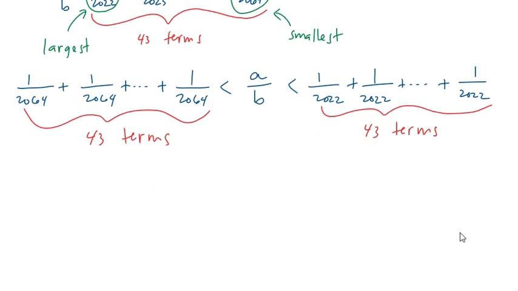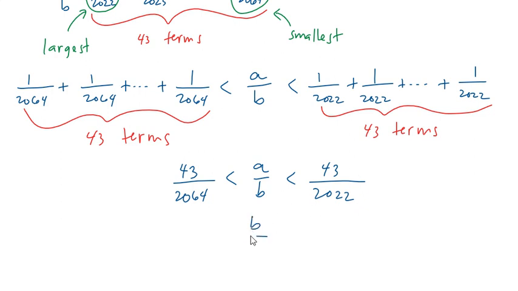Okay, now the leftmost series is equal to 43 divided by 2064, and this fraction is less than a over b, and a over b is less than 43 over 2022. This last inequality is equivalent to b over a greater than 2022 over 43 but less than 2064 over 43.